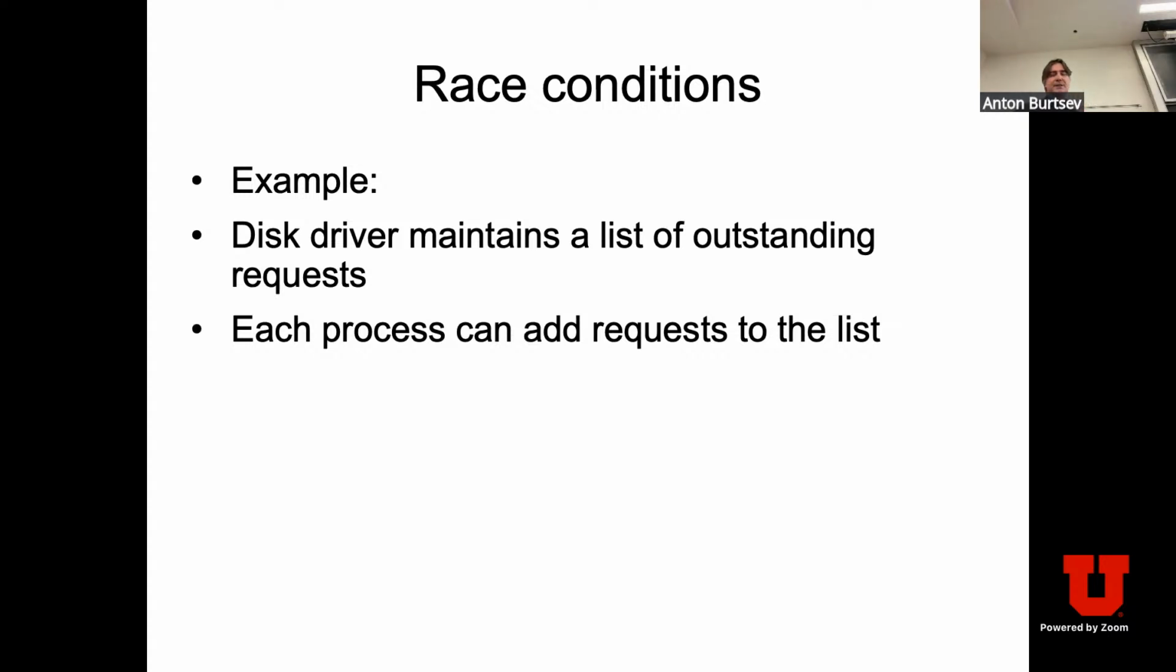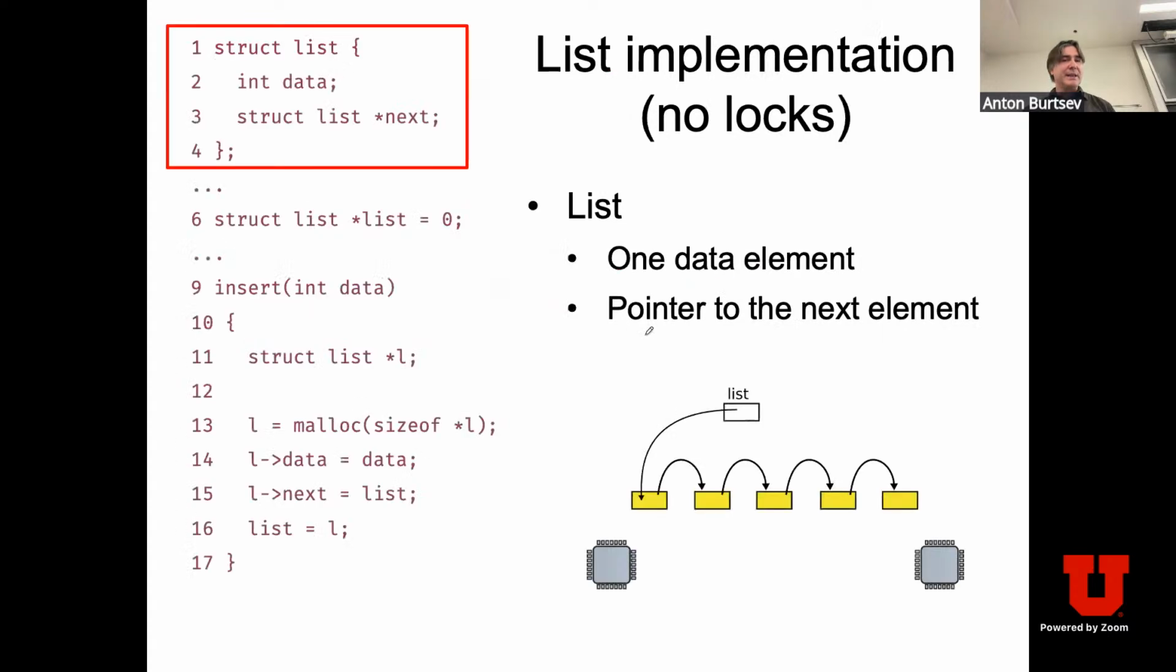Imagine we have a disk driver. It maintains a list of outstanding requests, for example. Each process can add requests to the list. Imagine, just hypothetically, this is the implementation. So what we have here is a simple data structure, a list. It has one data element and a pointer to the next element in the list, right? So roughly speaking, we have a head variable, which points to the beginning of the list. And then the list is maintained in memory.